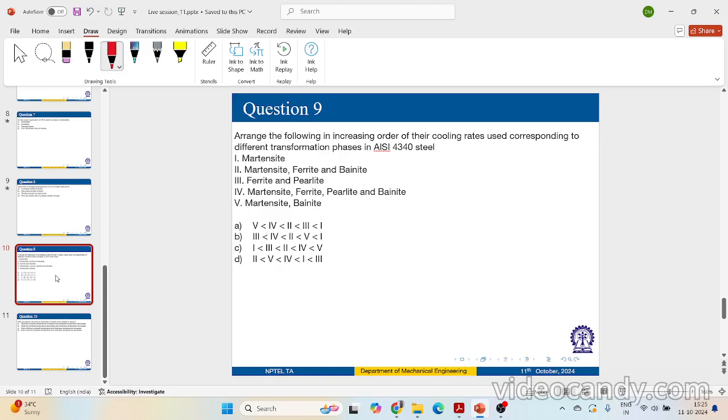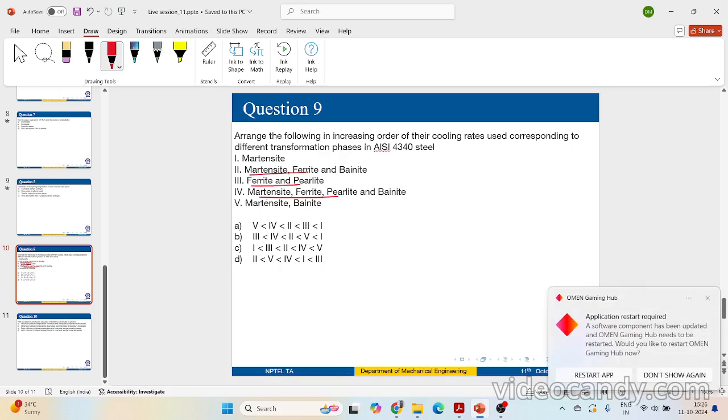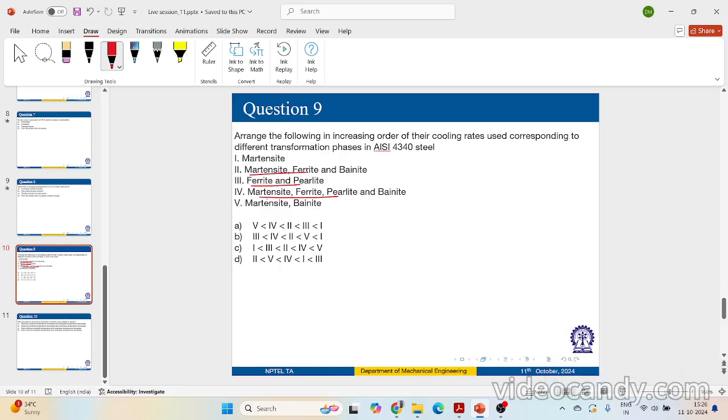Martensite, ferrite, bainite, ferrite. So if I say over here, three. Increasing order of their cooling rate used corresponding to different transformation phase. 4340 steel. So the common part is martensite is having the highest cooling rate, right?